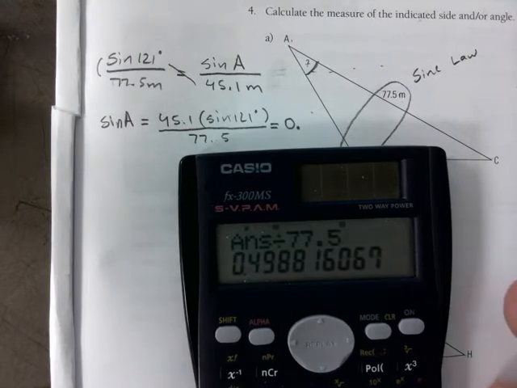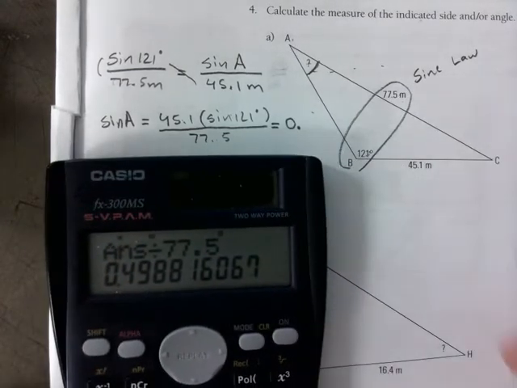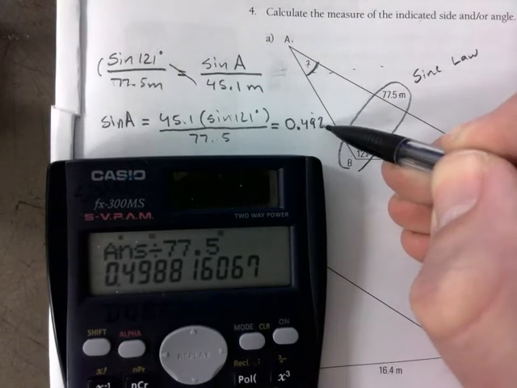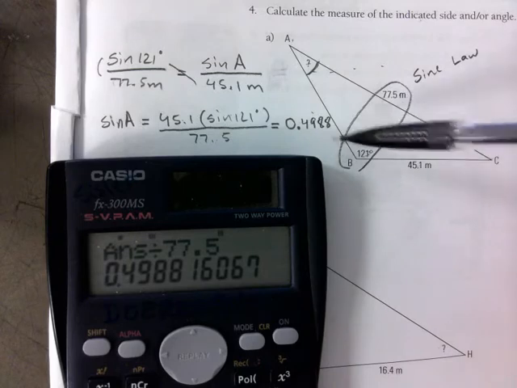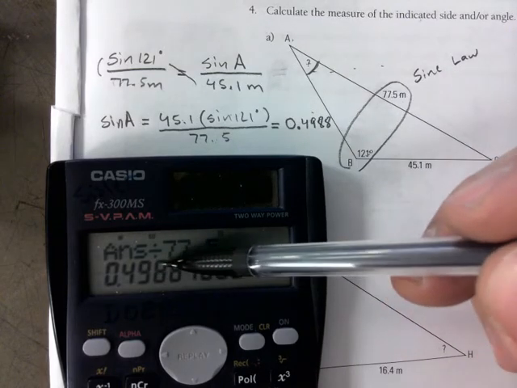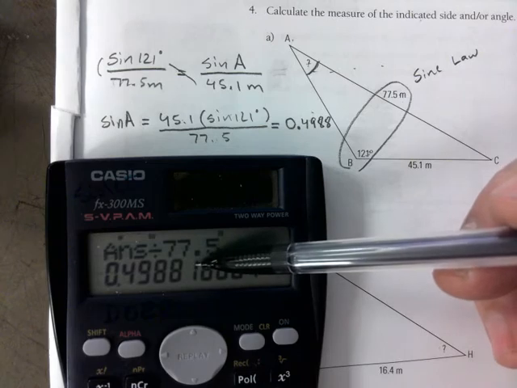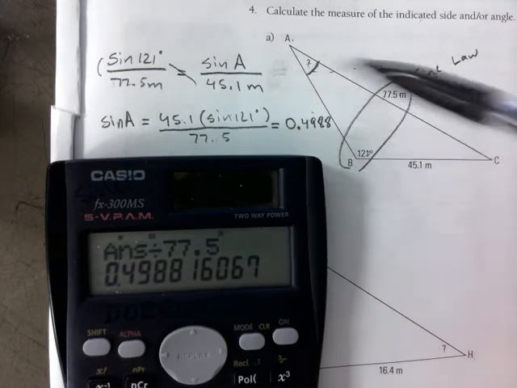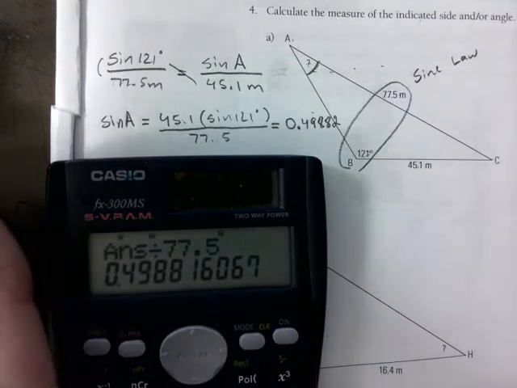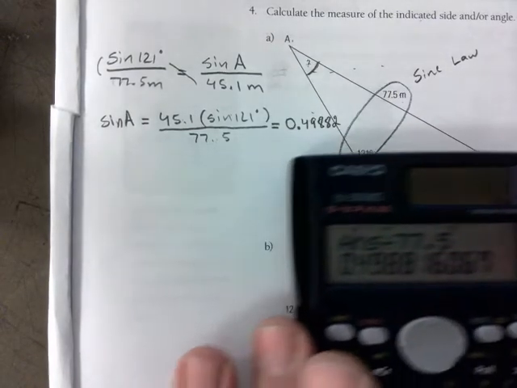We should all get, if you have it set to degrees, 4,988. And I told you to use 5 decimals if you're going to stop, right? So 1, 2, 3, 4, 5. You would stop right there. The 6 bumps that to a 2. I use all decimals. Watch my calculator.